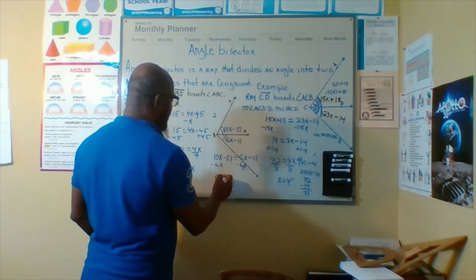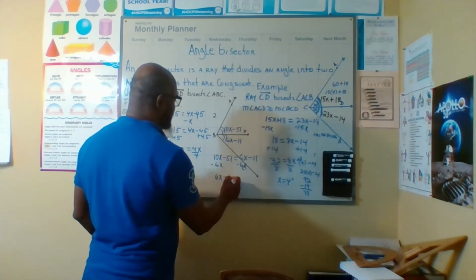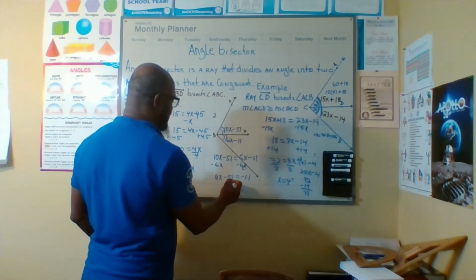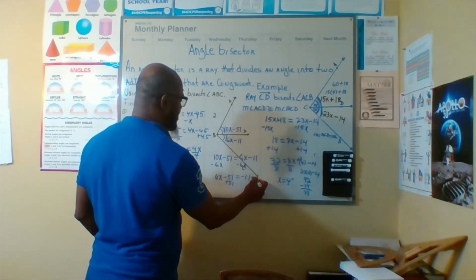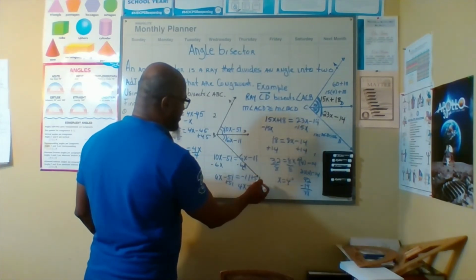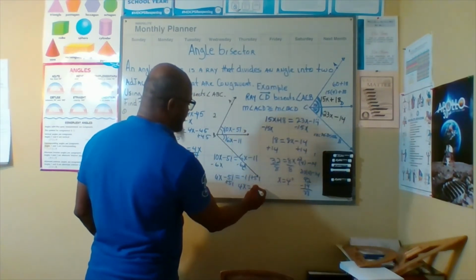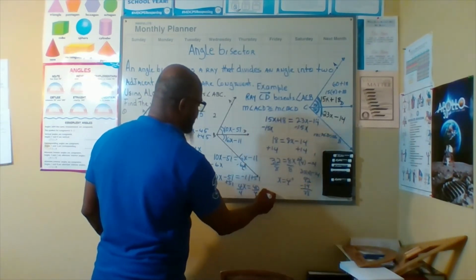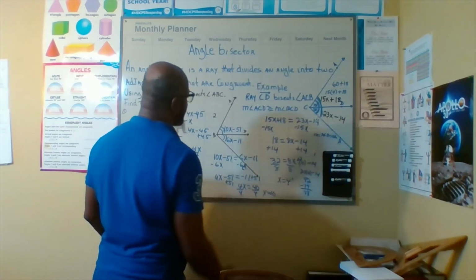You will have 4x minus 51 is equal to negative 11. Add 51 to each side. You will have 4x is equal to 40, divided by 4. In this case, x is 10 degrees.